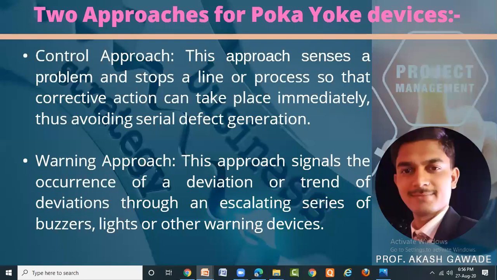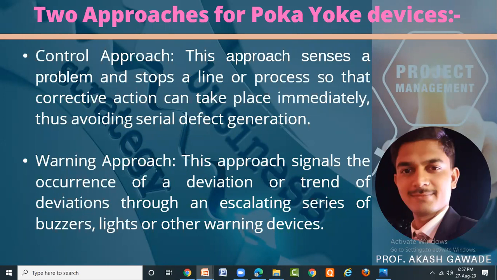It means that before big problems happen, you must install a Poka Yoke technique. That's why the Poka Yoke devices have the control approach, to avoid such big problem issues. The next one is the warning approach.